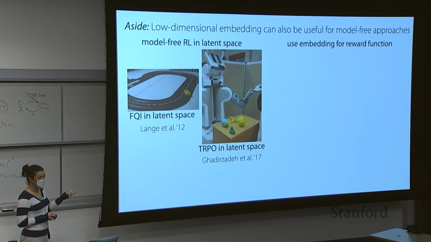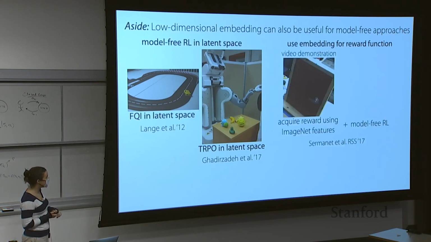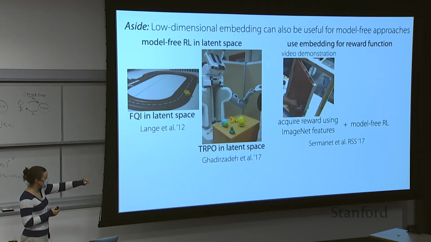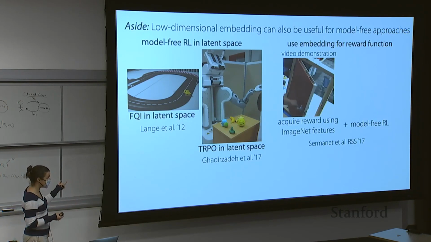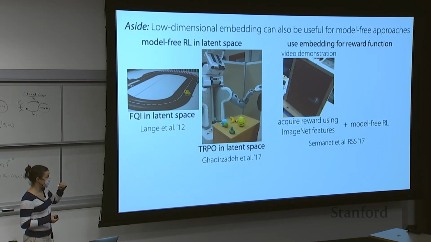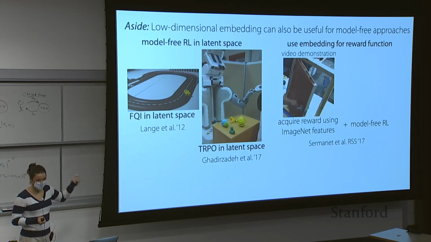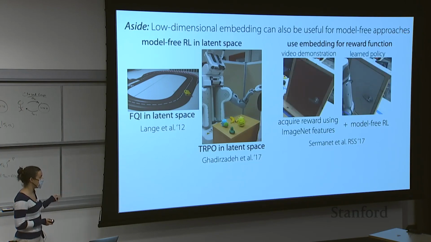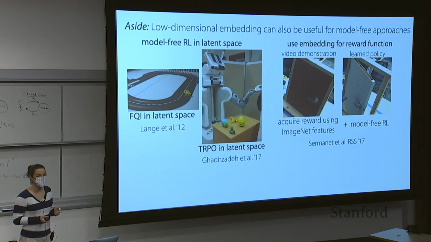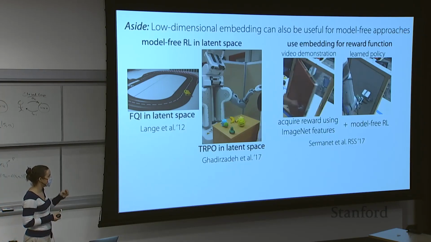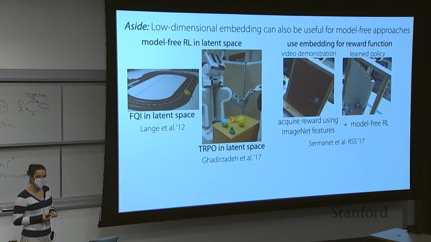Low-dimensional embeddings can also be useful for computing rewards. Some works have used a video representation and an encoding of that representation using something like ImageNet features in order to measure the reward for the task of opening a door. Then you can train a robot to optimize that objective, and it can learn to open a different door, for example, using a reward function in that latent space.